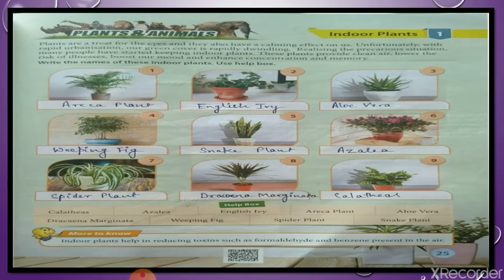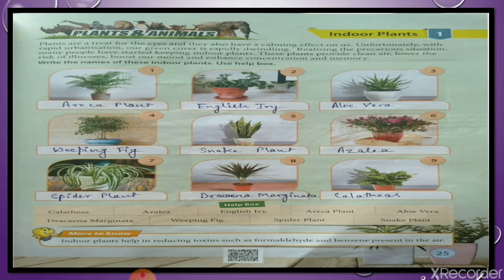So our first chapter in unit 4 is indoor plants. We all know that plants are a treat for the eyes and they also have a calming effect on us. But unfortunately, with rapid urbanization, our green cover is rapidly dwindling. Realizing the precarious situation, many people have started keeping indoor plants. These plants provide clean air, lower the risk of illness, boost our mood, and enhance concentration and memory.